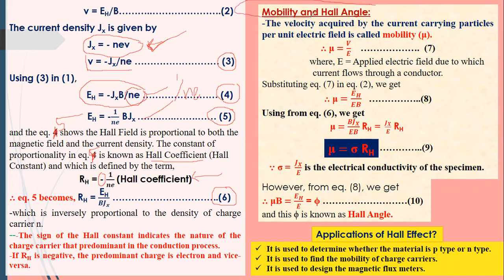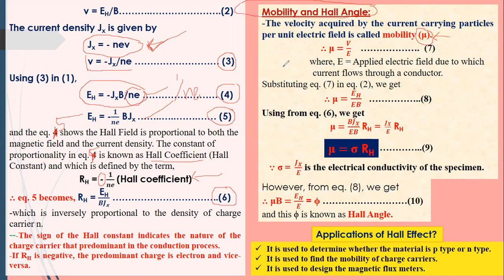Let us move towards the mobility and Hall angle. So what is meant by mobility? Mobility is denoted by mu, the symbol of mobility. The velocity acquired by the current carrying particles per unit electric field is called mobility.